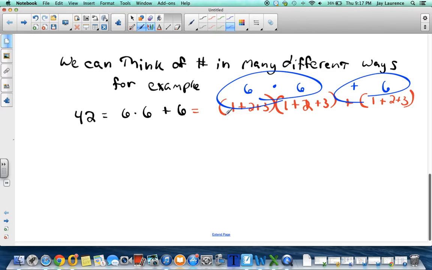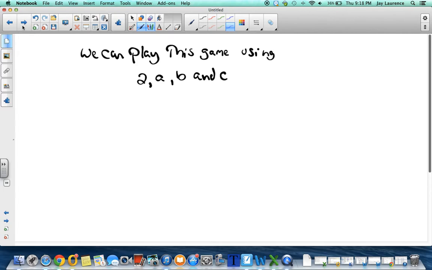Okay, now the reason we do this is it's going to help us understand like terms better, and it's going to help us understand the distributive property a little bit better. Instead of just being able to do the distributive property, we might be able to explain it. Okay, let's try playing this game using 2, A, B, and C. How many different numbers can we make? Well, of course, we can make A, we can make B, we can make C, and we can also make 2. That's one set of numbers.